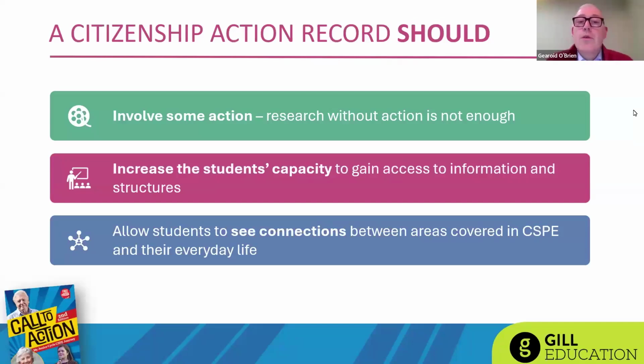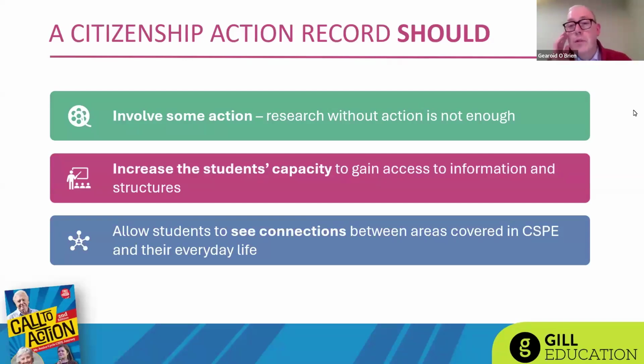It's also important that they increase the students' capacity to gain access to information and to structures. So again, the idea that they might be able to email somebody, they might be able to contact somebody, they might know where to look for information. And again, to allow them to see connections between areas covered in CSP and their everyday life.